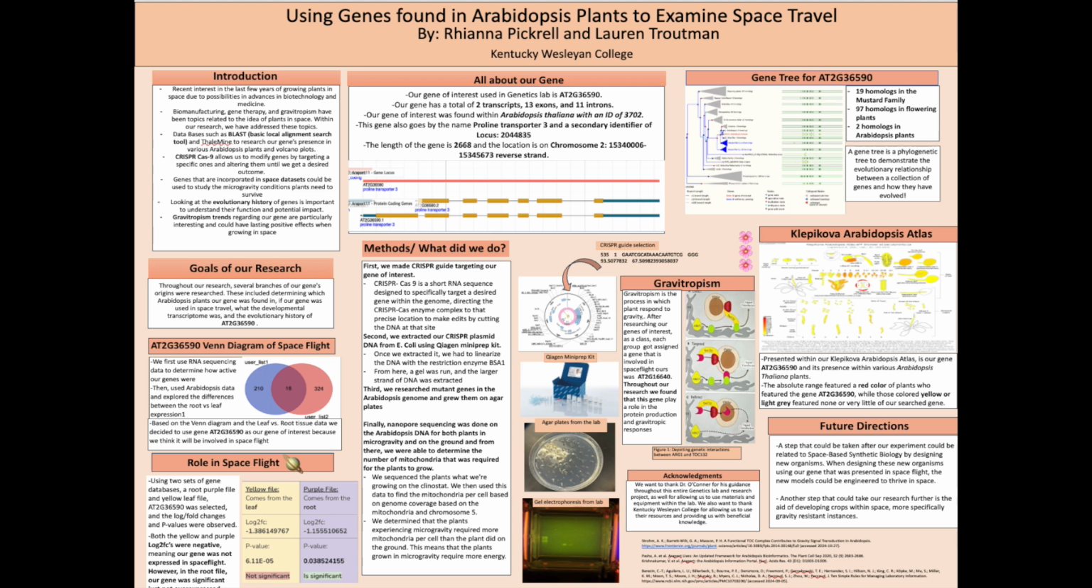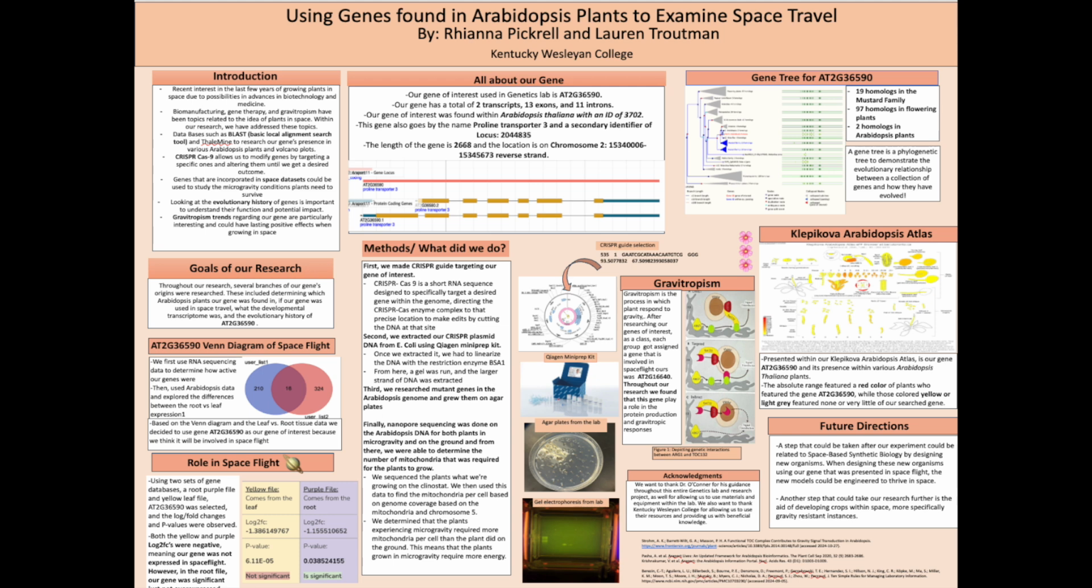And from there, we were able to determine the number of mitochondria that was required for each of the plants to grow. We sequenced the plants on a clinostat and then used this data to find the mitochondria per cell based on the genome coverage on the mitochondria and chromosome 5. We determined that the plants experiencing microgravity required more mitochondria per cell than the plants on the ground. This means that plants grown in microgravity require a little bit more energy.